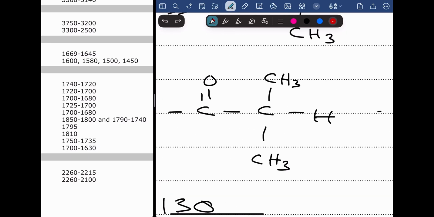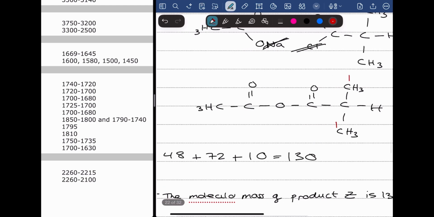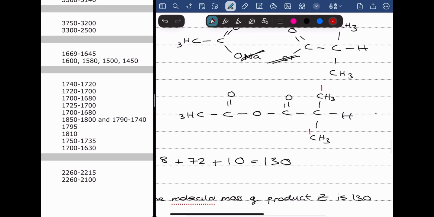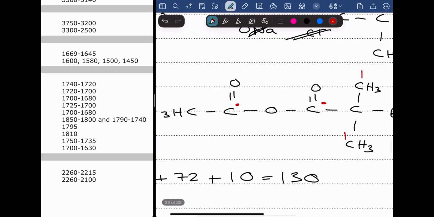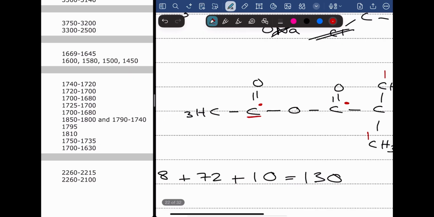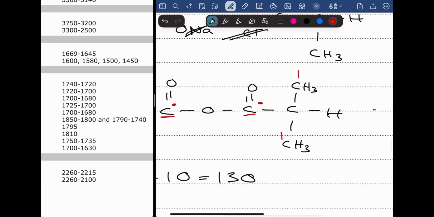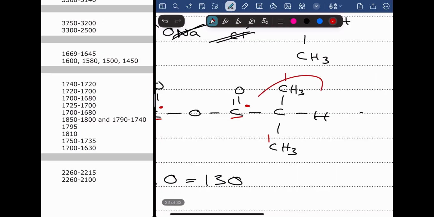I'll change my color. So that's environment one. Then all of these carbons are in different environments because there's no more symmetry. You might think that this carbon and this carbon are in the same environment, but if you look, this carbon here is attached to just the CH3 group, whereas this one here is attached to this big group here.